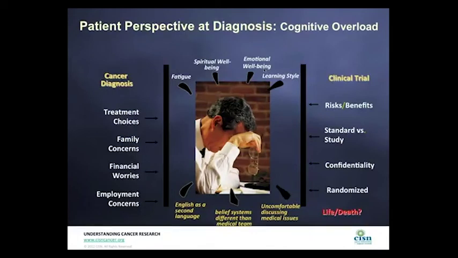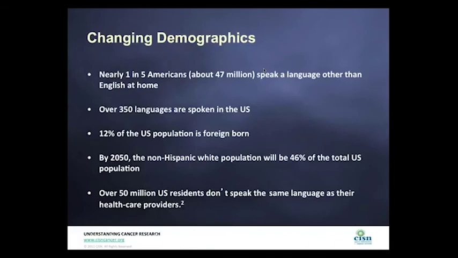When I put this together, it surprised me as I did the research that nearly 1 in 5 Americans, about 47 million, speak a language other than English at home. There's over 350 languages spoken in the U.S. 12% of the U.S. population is foreign-born, so they're probably practicing their cultures and language from home. By 2050, the non-Hispanic white population will be 46% of the total U.S. population. We have to learn how to deal with that.